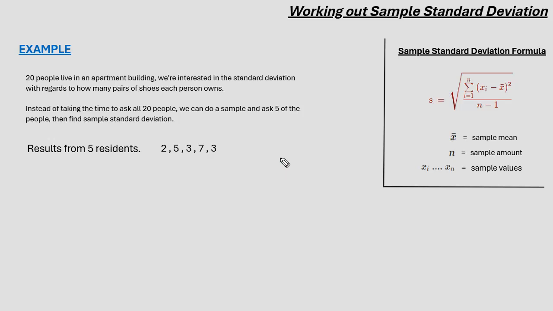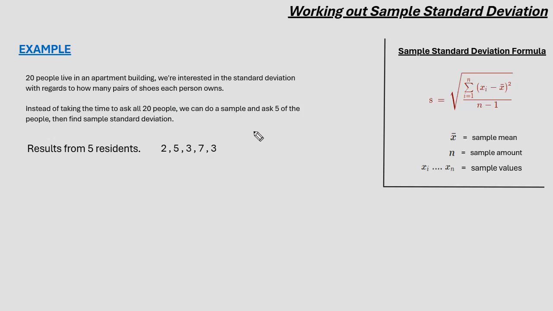As well as population standard deviation, there is also something known as sample standard deviation that we can work out and use depending on the situation. So we can explain how it works with a basic example here. You have 20 people living in an apartment building, and we're interested in the standard deviation with regards to how many pairs of shoes each person owns.